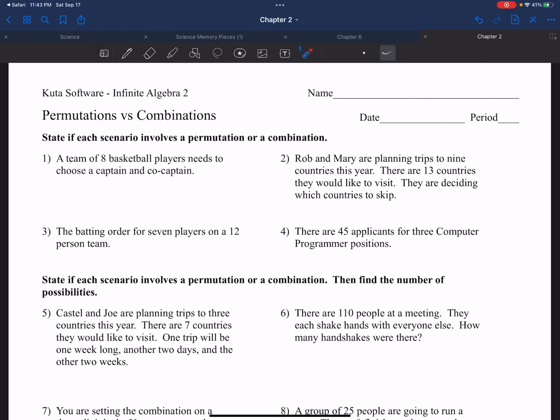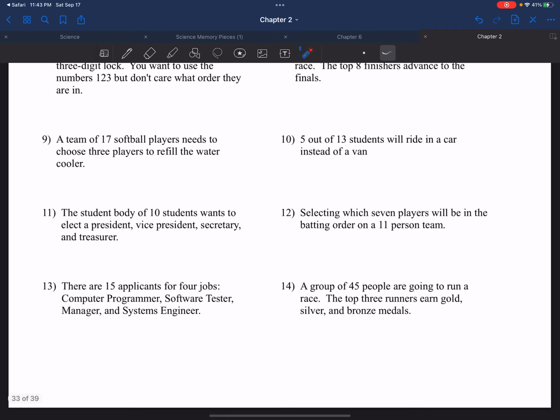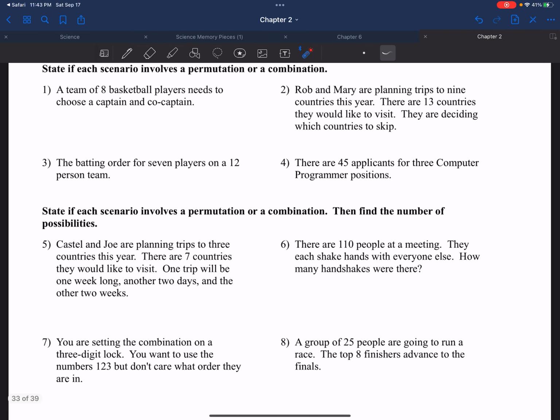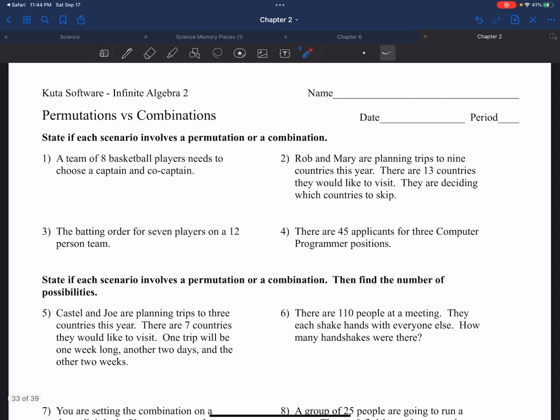But I just went on there. This is free practice, so we're not violating any copyright laws, and I want to do these problems with you just to practice our permutation and combination skills. There are 14 of these problems, so I can't do it all in one video. I'll probably do 4 and stop and just pace it that way.